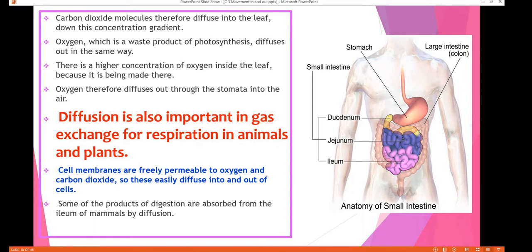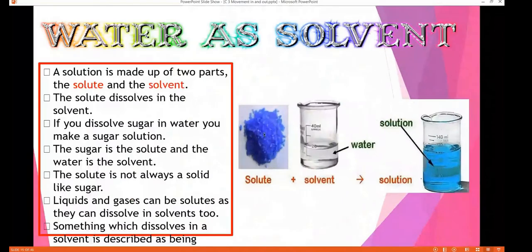You can also check how diffusion takes place in humans. You can see the digestive system of the humans over here. Diffusion is also important in gas exchange for respiration in animals and plants. Cell membranes are freely permeable to oxygen and carbon dioxide, so these easily diffuse into and out of the cells. Some of the products of digestion are also absorbed from the ileum of the mammals by diffusion. Okay, so here in the small intestine, after the digestion process takes place, the nutrients are absorbed into the blood by the process of diffusion. So this is how the diffusion takes place in both plants and in animals.